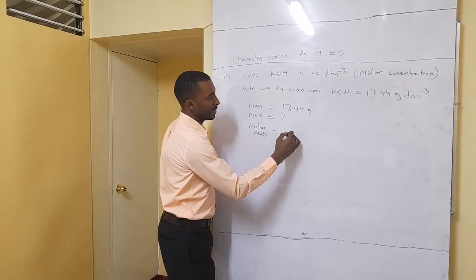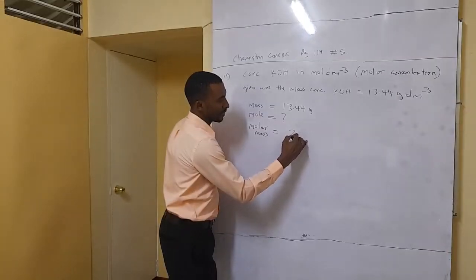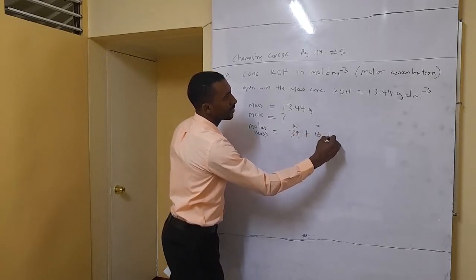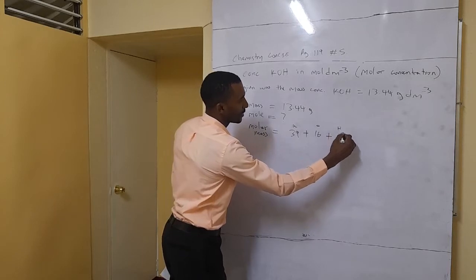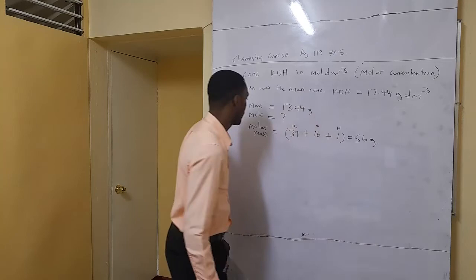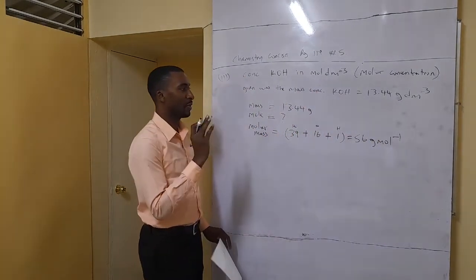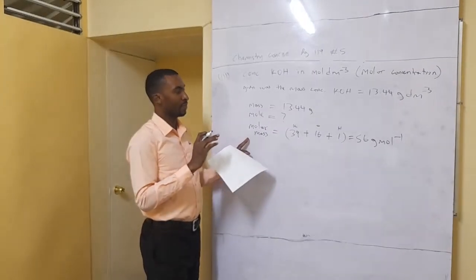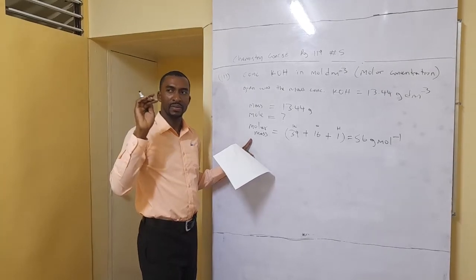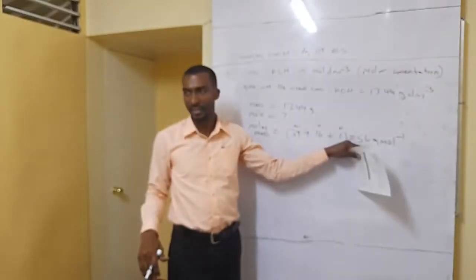Alright, so it's going to be equal to potassium, which is 39, plus 16 for the oxygen plus 1 for the hydrogen, 56 grams per mole. So it simply means that 1 mole of potassium hydroxide, or 6.022 times 10 to the 23 potassium hydroxide, would weigh 56 grams.